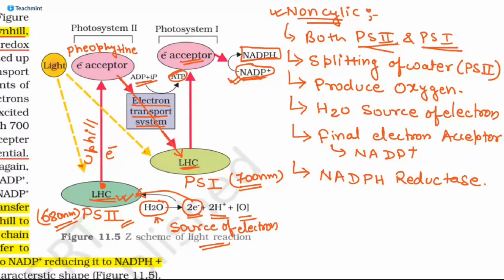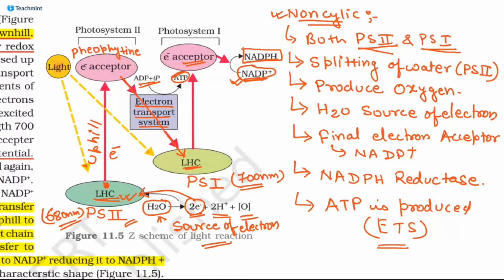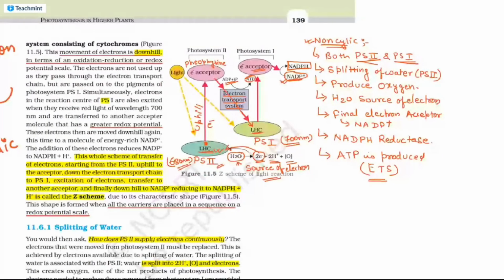NADPH reductase. Is this point clear? And of course, here ATP is produced through ETS. So these are the characteristics of non-cyclic photophosphorylation. Is this point clear? Yes, sir. Here, a few additional points are there which we will see, and the additional points now I will write.